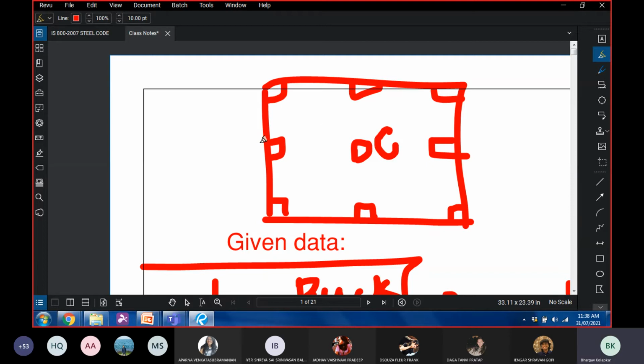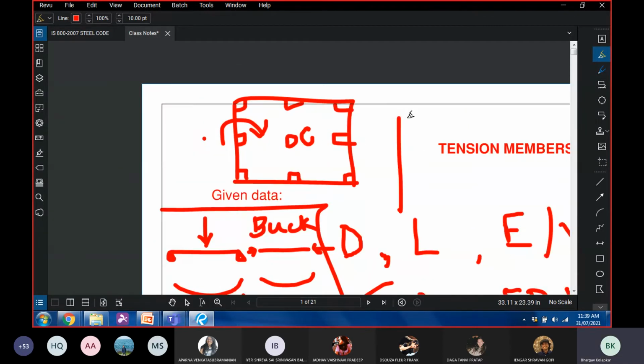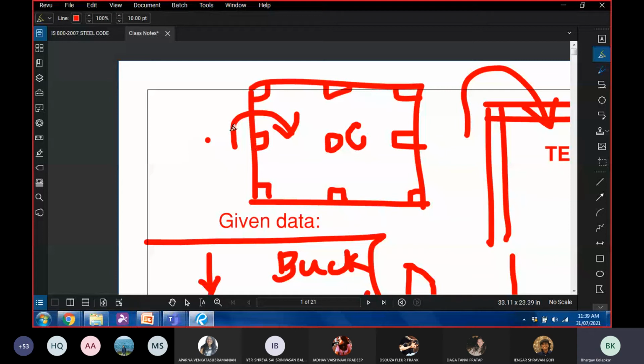Okay, but let us talk about this particular column, the column here. In this column, you have a span here, but you do not have a span here, because of which there is going to be a bending moment. If this is the column and there's only a slab here, naturally the slab is going to try to bend this column. So this column is not a compression member. This is a beam column, meaning that it has a compressive force along with bending moment. Therefore, this is called a beam column.